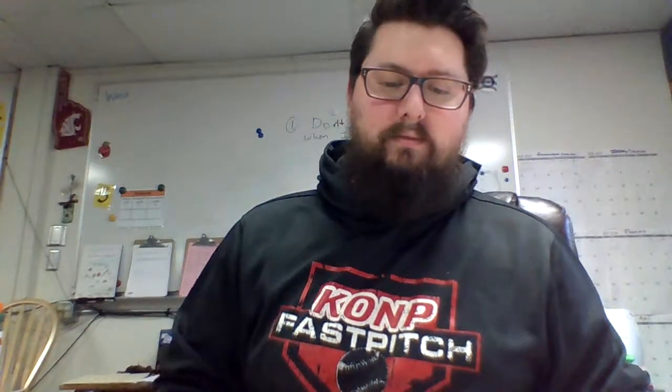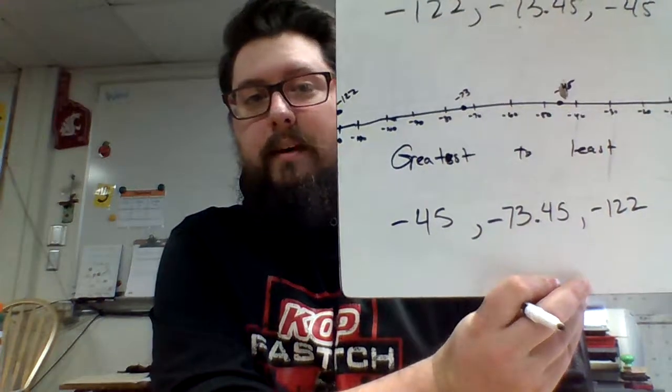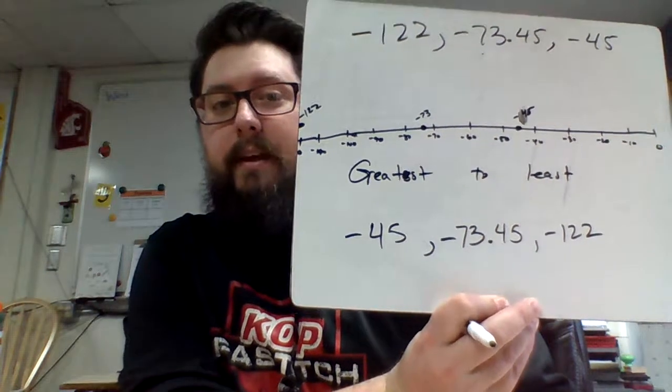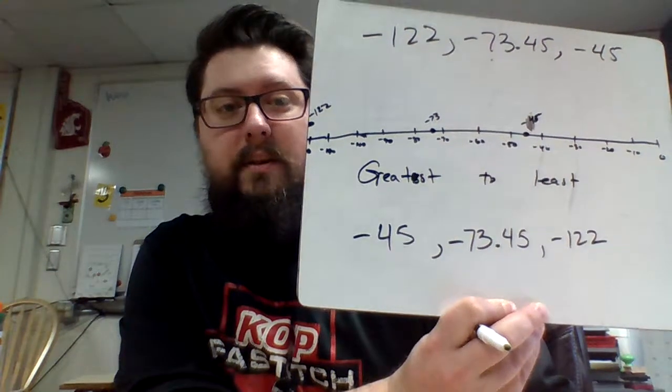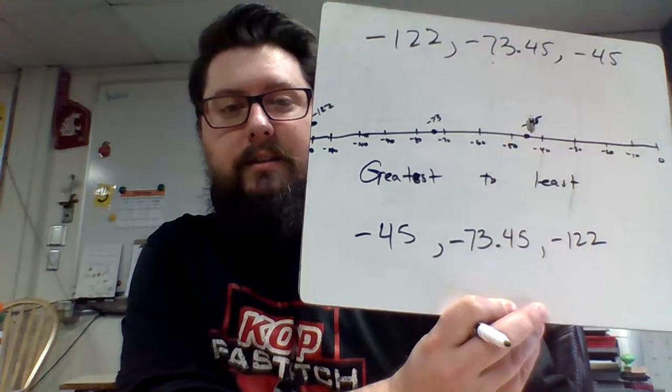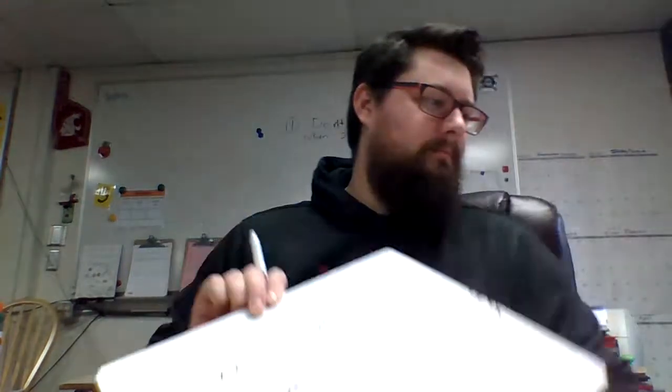So when we list that from greatest to least, it will look just like this: negative 45, negative 73.45, negative 122. And yours will look just like that. And again, write that explanation. We've just been explaining for the last few minutes why negative 45 is the greatest number. So if you need to rewatch and rehear that explanation, do so, and then write that down. And do the same thing for exercise 6.